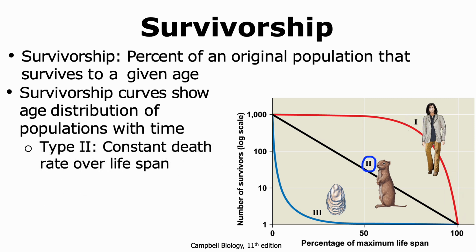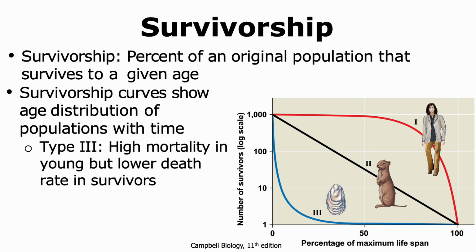Organisms that show a type 2 survivorship curve tend to show constant death rates over a lifespan. Thus, the death rate when they are younger is similar to the death rate of individuals that are older in the population.